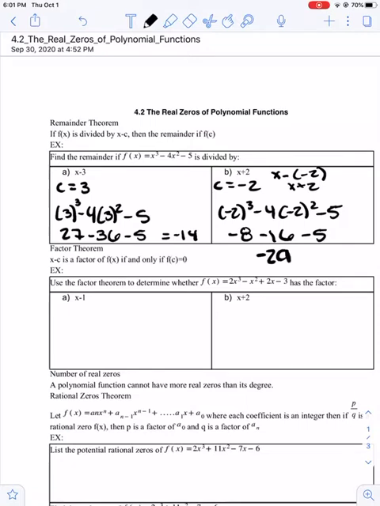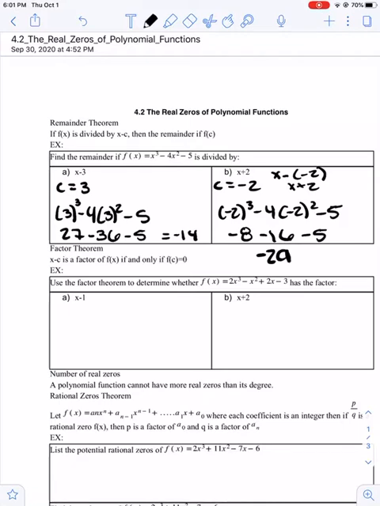Alright, so the next thing we're going to look at is the factor theorem. This just states that if you factor a polynomial by x minus c, that is a factor if it equals 0. So let's try this first one. We have an x minus 1. We can use the remainder theorem, or we can go ahead and divide.